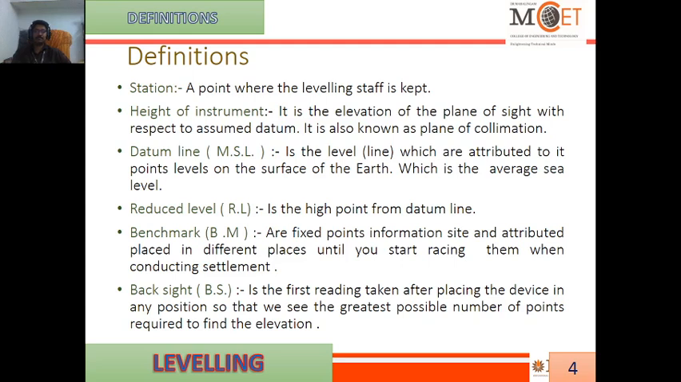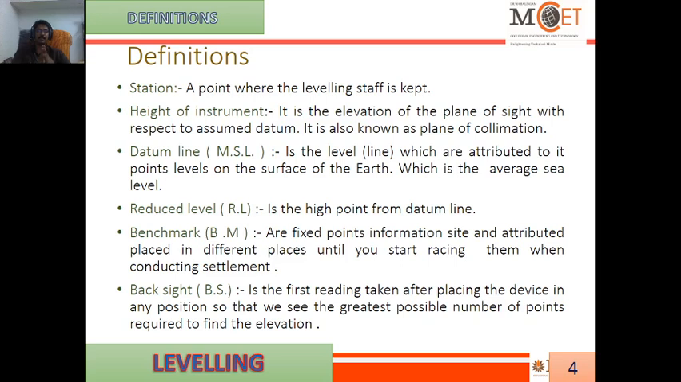Next term is backsight. Back bearing, forward bearing you may have heard in compass surveying. Here also there are two terms, backsight and foresight. You have to remember the difference. Backsight, BS, is the first reading taken after placing the device. Here the device means the dumpy level or auto level, placed in a position such that we can see the greatest possible number of points required to find the elevation.